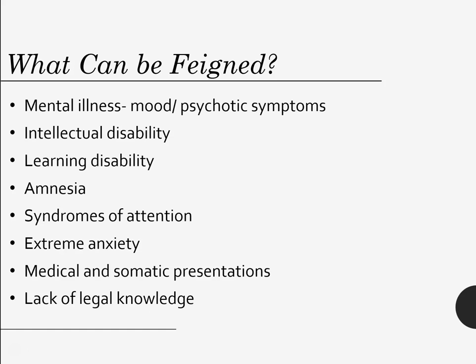So what actually can be feigned? Well, everything, in essence. Certainly mental illness can be feigned. We can think about mood, psychotic symptoms, anxiety symptoms, extreme anxiety, that can certainly be malingered. Intellectual disability can be malingered. There's cases where parents have tried to portray their children as having intellectual disabilities when in fact they don't, so they can be labeled as disabled and earn money for that. Amnesia, big one that can be malingered.